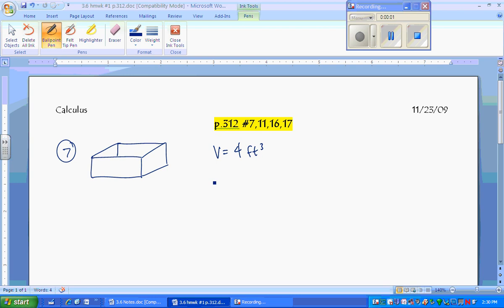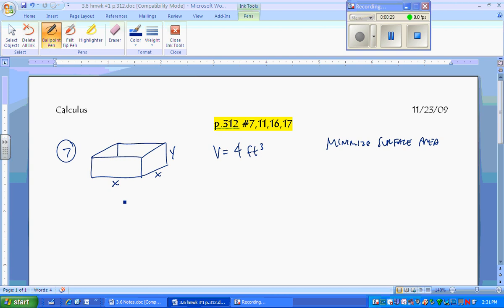We're given a problem where we have an open box with a square base that has a volume of 4 cubic feet. We want to minimize the surface area. If this has a square base, that means we could say that this side is x, and so is this one. And then we have a height, we'll call y. That's different from those two sides.